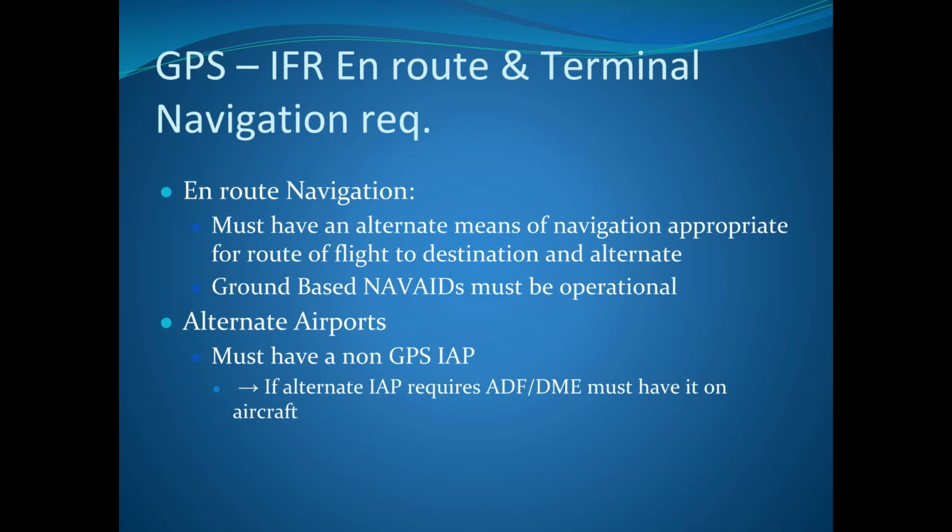Alternate airports must have a GPS instrument approach procedure. If alternate instrument approach procedures require an ADF or DME, it must be on the aircraft. So basically you have to have the equipment to shoot that approach.